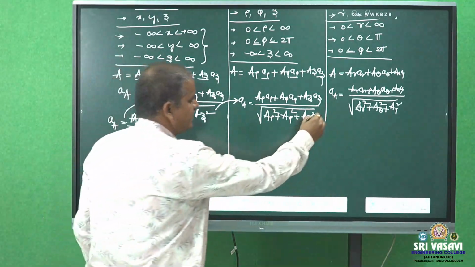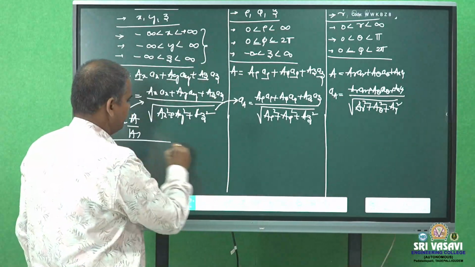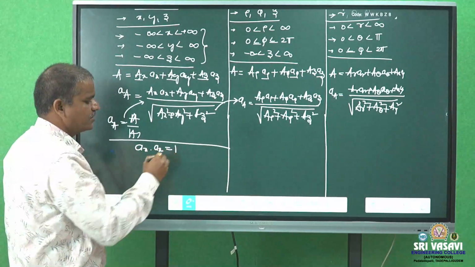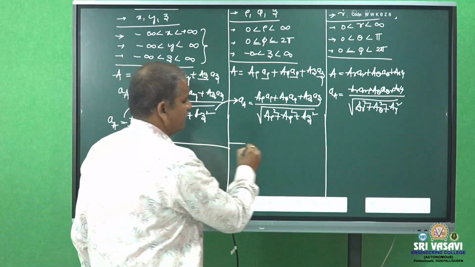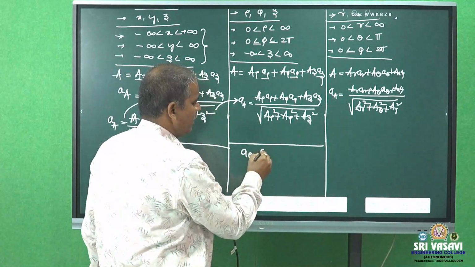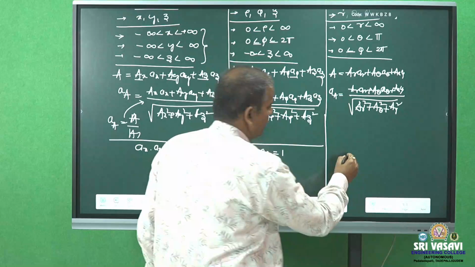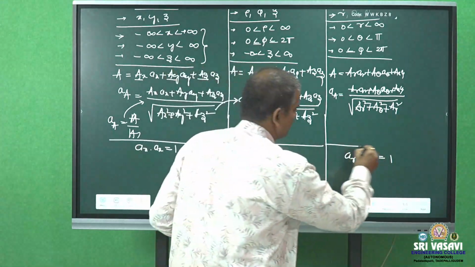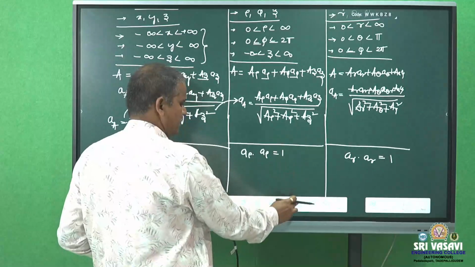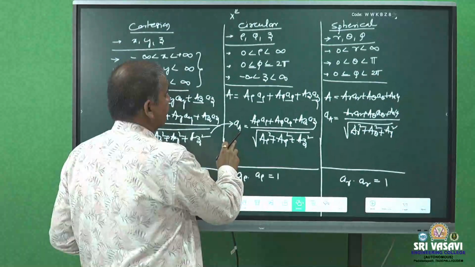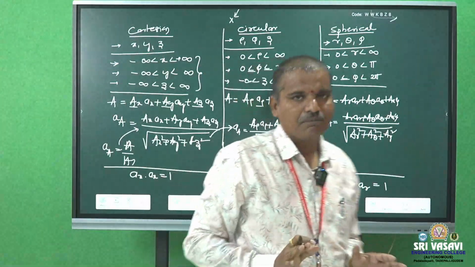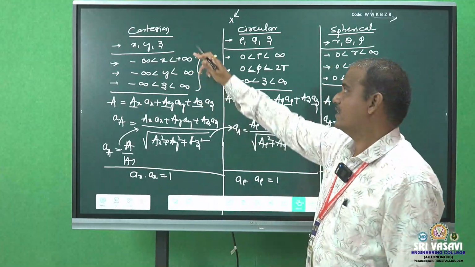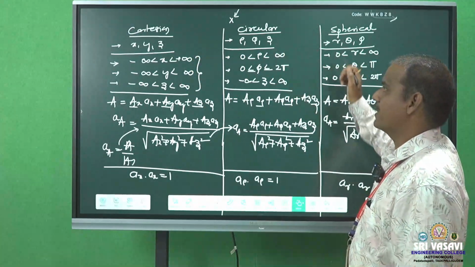From the vector identities, you may write one more, like ax dot ax is equal to 1. Similar way, a rho dot a rho is equal to 1. Similar way, ar dot ar is equal to 1. Like that, you have to write the remaining parts also. So this one is the basic comparison of the types of coordinate systems: Cartesian, circular, and spherical.